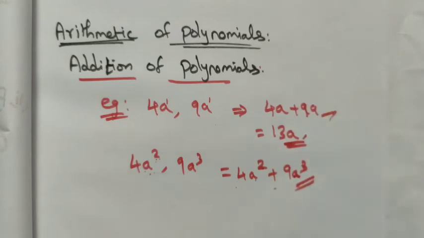Only like terms can be added, and like terms can be subtracted, and these are the unlike terms. Variables are equal but the powers are different, so it is not possible to add. So this is the form of addition.